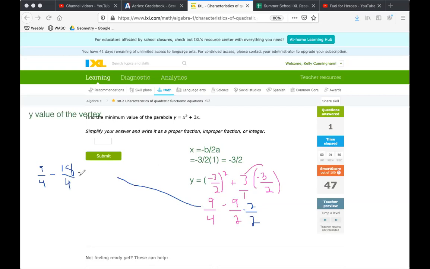And then that would turn into negative 9/4. So remember, my minimum or my maximum is the y value of the vertex. This here is my y value. They want it as a fraction. So negative 9/4. Negative 9 divided by 4.